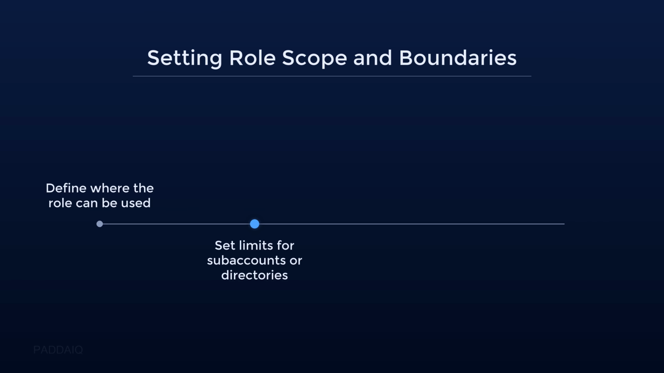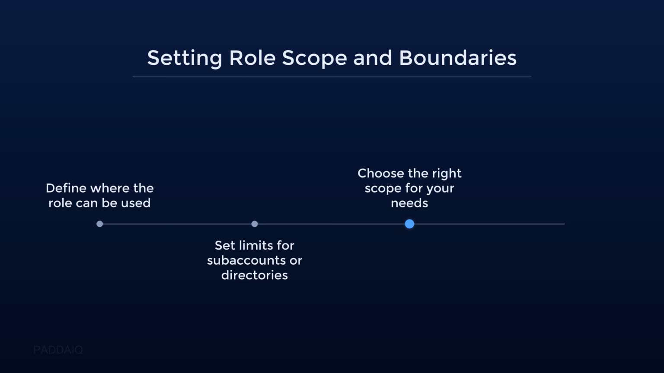Set limits for sub-accounts or directories. This means you define which parts of your organization can use specific roles, ensuring access is restricted to relevant areas. For example, limit a sales report viewer role to only the EMEA sales sub-account. By setting these boundaries, you maintain security and prevent unauthorized access across your landscape.